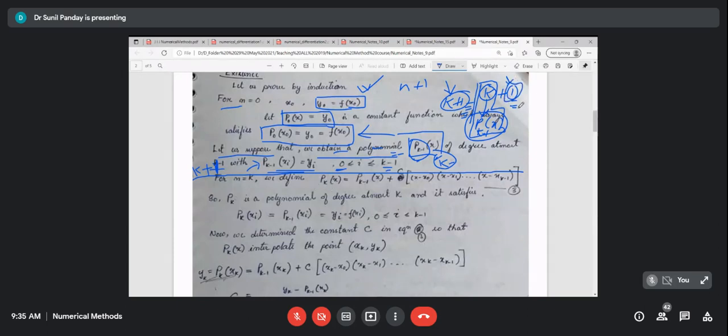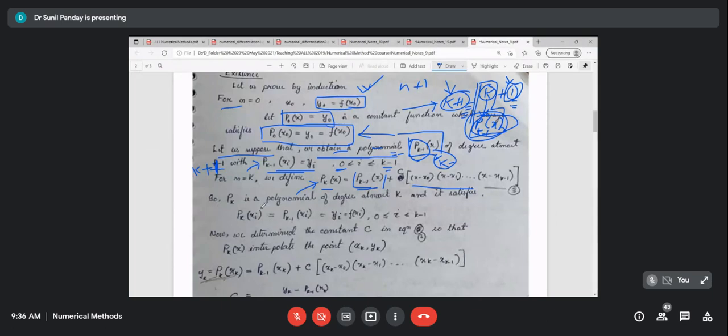So we are creating a new polynomial that fits these k plus 1 data points, and we assume it is p_k(x). How do we create this p_k(x)? We take p_{k-1}(x) from here, because the k data points are interpolated by this polynomial of degree k minus 1, plus some constant c times this product: (x minus x0)(x minus x1) up to (x minus x_{k-1}).